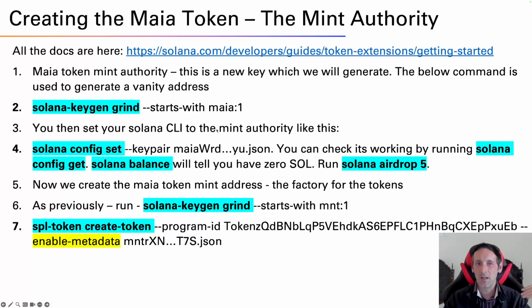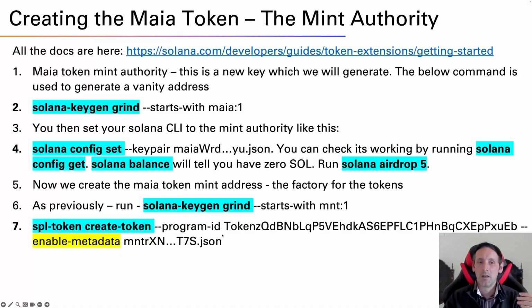So if you run with 1 or 2, it's super fast. When you run with 3, it's significantly slower. With 4, it's even slower. So you get the picture. I wouldn't advise going beyond 4. So now that you have this mint address, you can actually run this command, which is spl-token create-token.